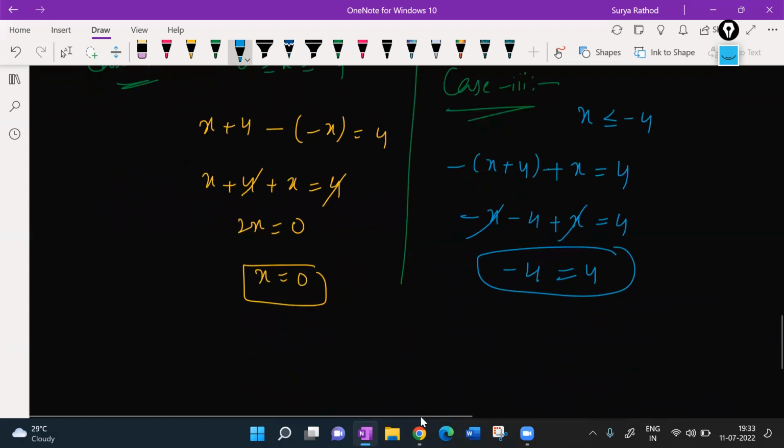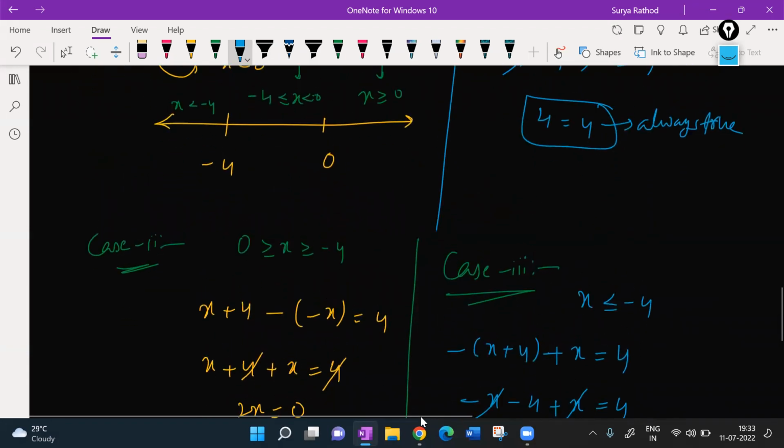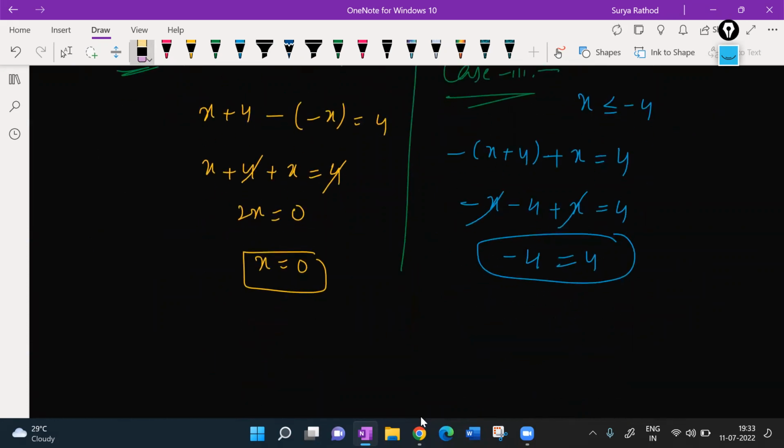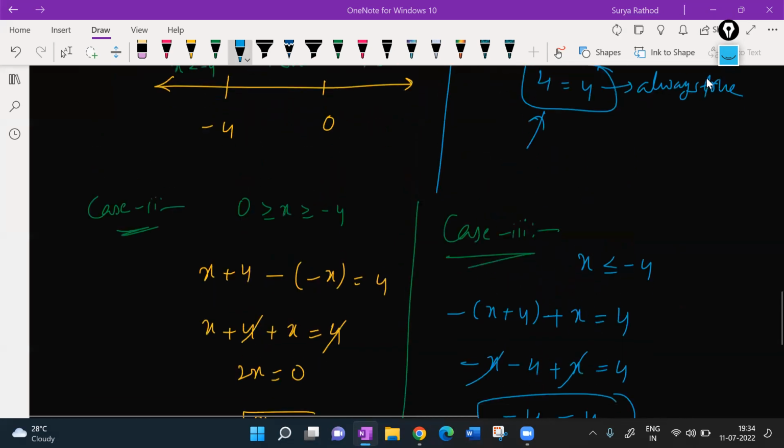Check. Now, what is my final answer? See, from all the cases, this is my case 1 answer, beta. And this is my case 2 answer. This is my case 3 answer. Tell me, what is your final answer going to be? Mohammad Jafar: minus 4 is equal to 4. I got it, beta. Not 4 is equal to 4. Check. Beta, what is your final answer?